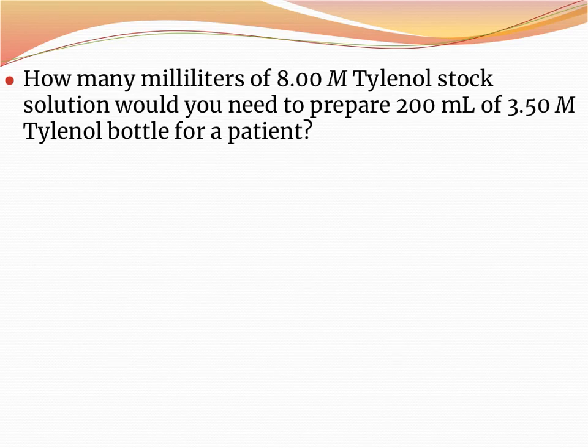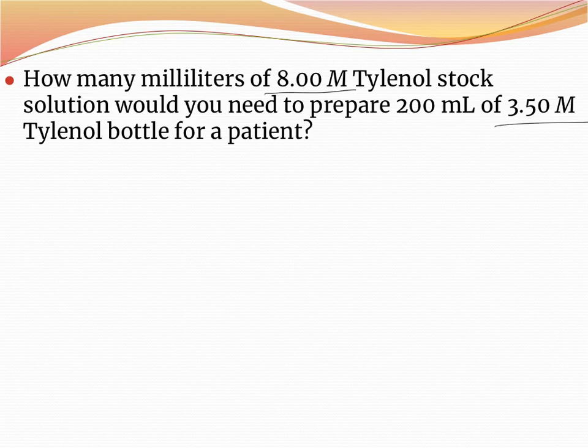a high temperature for fever. We don't know if it's the flu, the cold, or something else. And you can't give them pills because it's a little child. They can choke on it. You have to give them liquid Tylenol. So the pharmacists have a concentration of 8 molar, but you can't give that to a young child that's normally given to an adult, so you have to dilute it to 3.5.